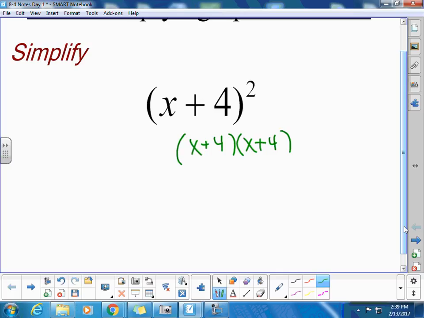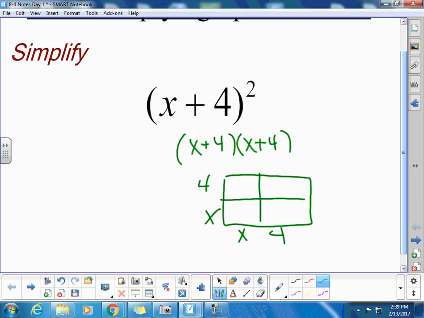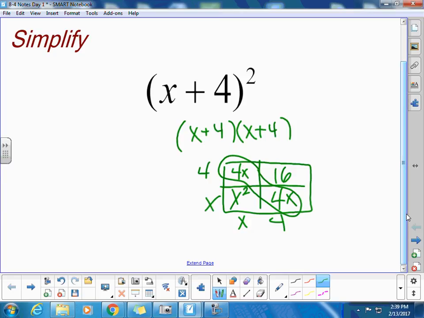If I use box, if I have x plus 4 here and I have x plus 4 there, you'd have x times x, which is x squared, x times 4, 4x, 4 times 4, 16, 4 times x, 4x. And now we combine our like terms. And you end up with x squared plus 8x plus 16.